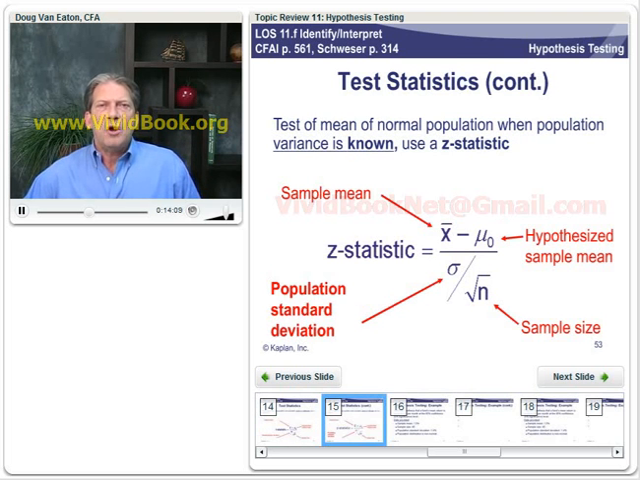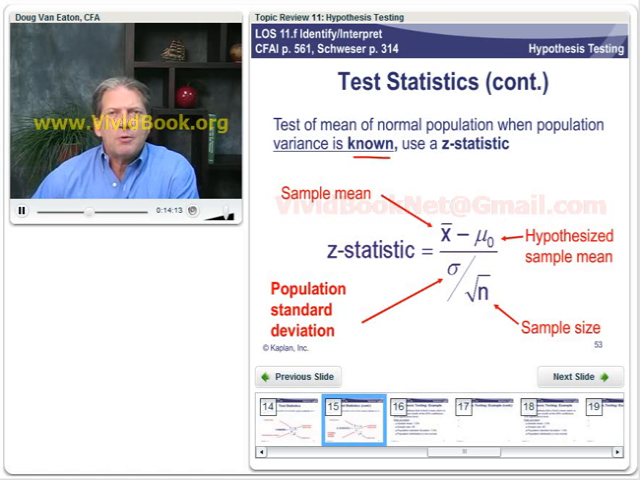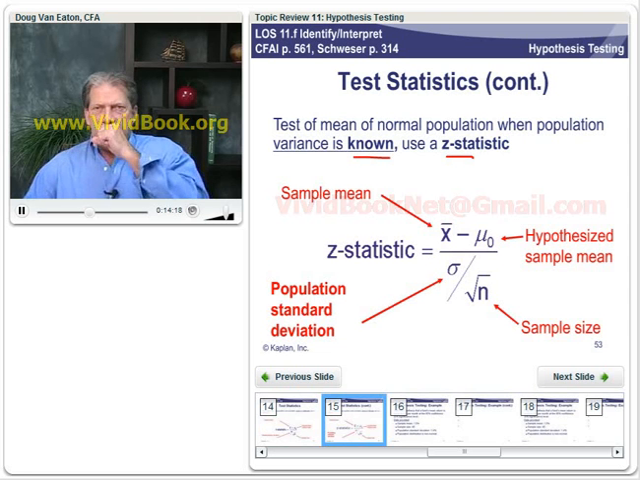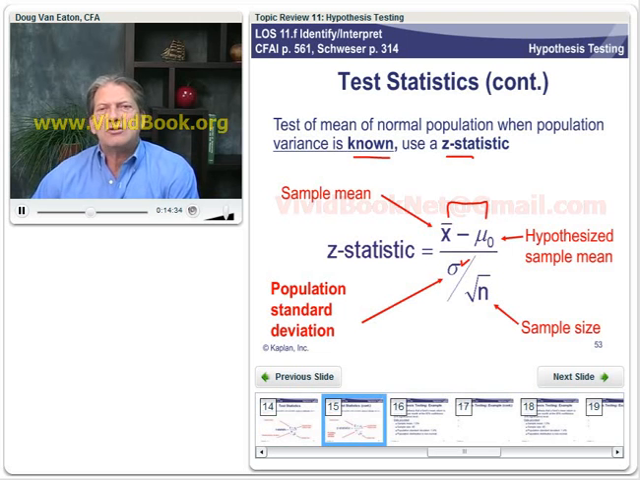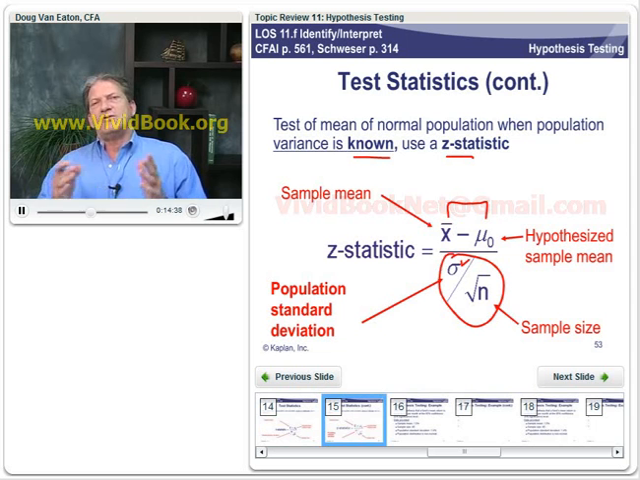Now, if we know the variance and we're testing for the mean of a normal population, then we use a z-statistic. Excuse me, that's our standard normal distribution. The difference here is we know the population standard deviation. We're still measuring how far our sample mean is from our hypothesized mean in terms of standard error of the mean, or standard deviation of the sample mean around its true value.